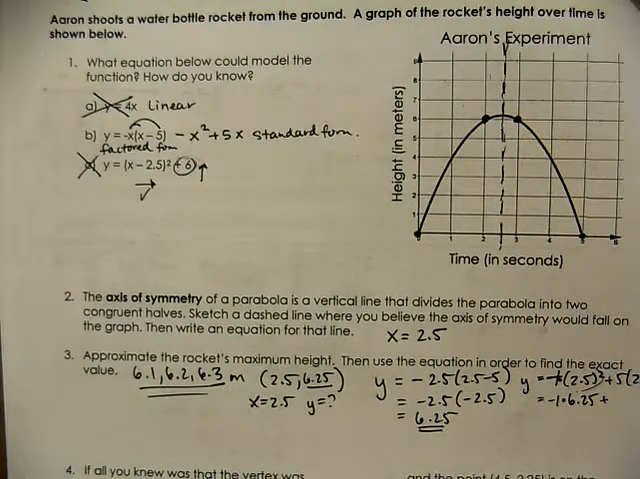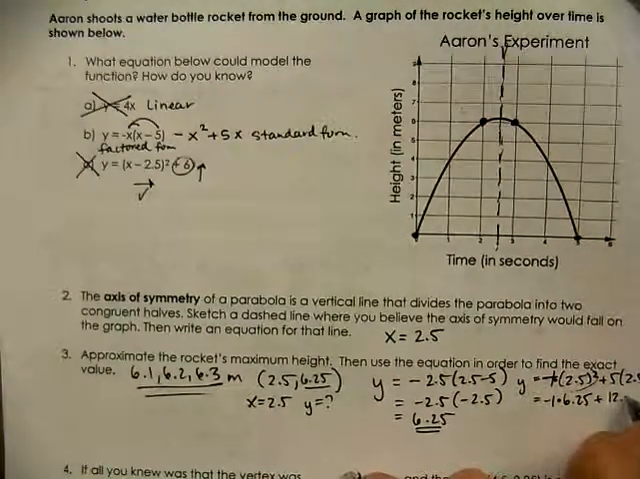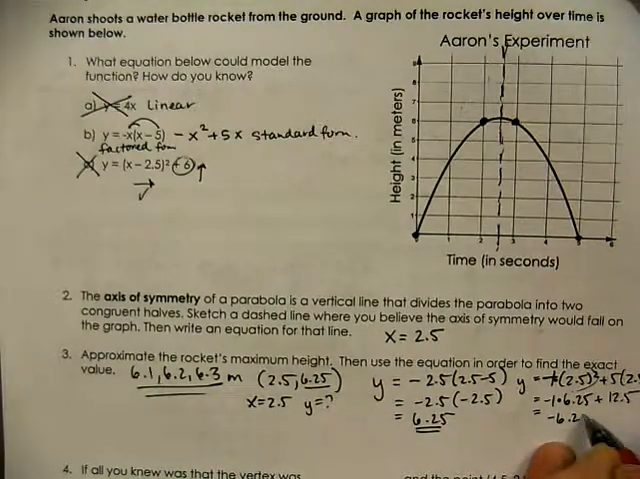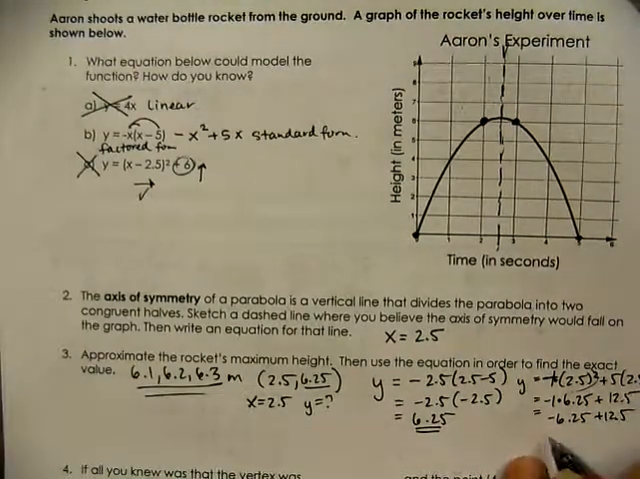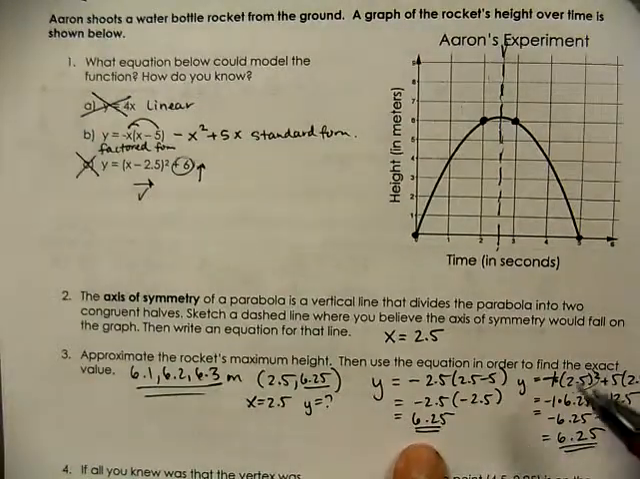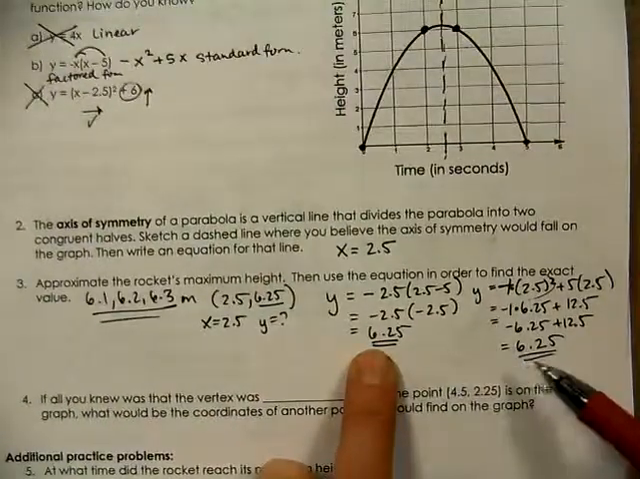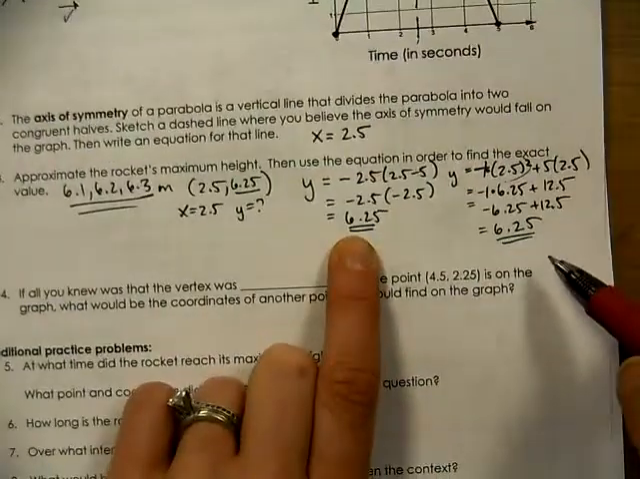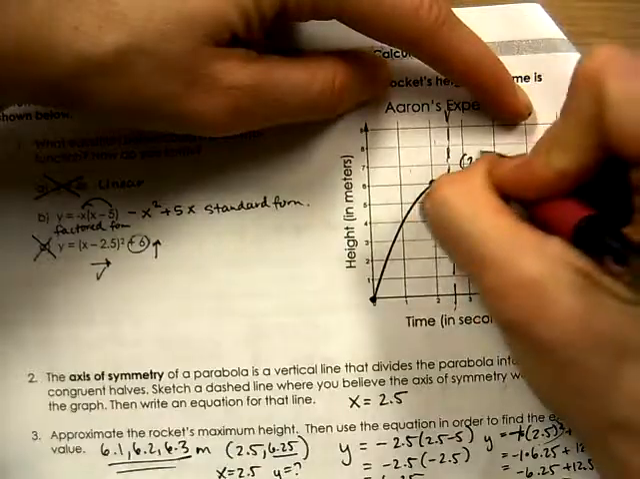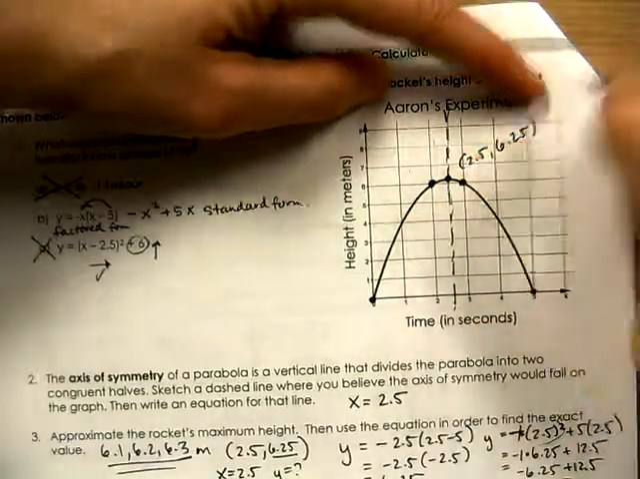Let me do that in my calculator. It's not coming to me in my head real quick. That's plus 12.5. So negative 1 times 6.25 is a negative 6.25. And when I add 12.5, I get a positive 6.25. So we can see either way, either equation, because they are equivalent, you should get the same vertex, which looks about what we were saying before. So this is 2.5 comma 6.25.